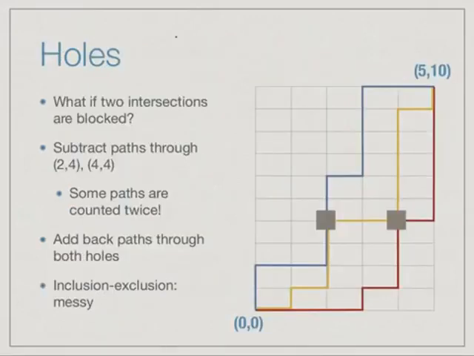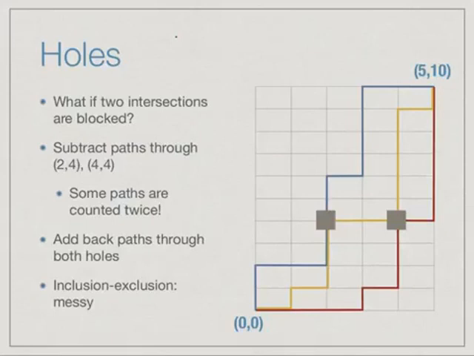Now what happens if we put two such intersections? Okay, so we can do the same thing. We can count all the paths which get blocked because of the first intersection. We can count all the paths which pass through. In this case, 4, 4 is the second intersection which has been blocked. So we can count all these paths which pass through 4, 4.